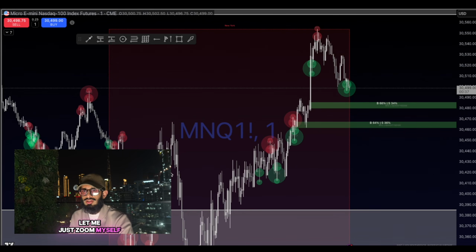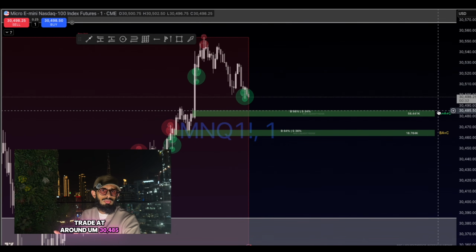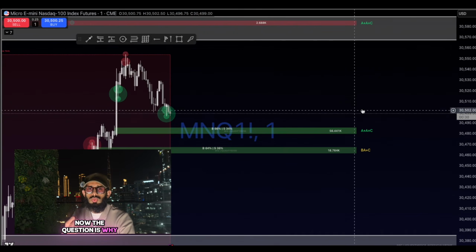Let me just zoom myself in. Market's currently live at the minute. We are looking for a trade at around 30,485. Now the question is why?